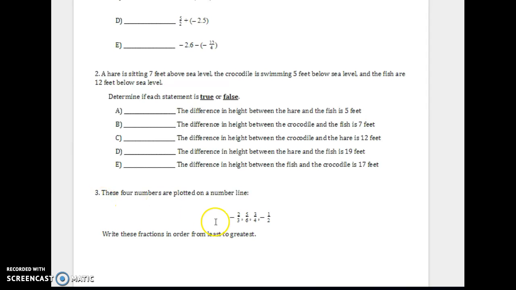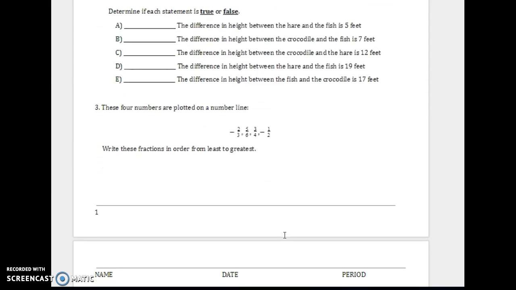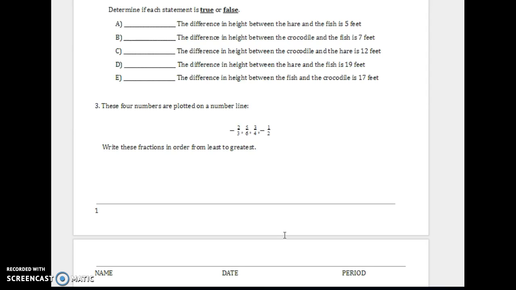Question 3. These four numbers are plotted on a number line. Negative 2 over 3, 5 over 6, 3 over 4, negative 1 over 2. Write these fractions in order from least to greatest.